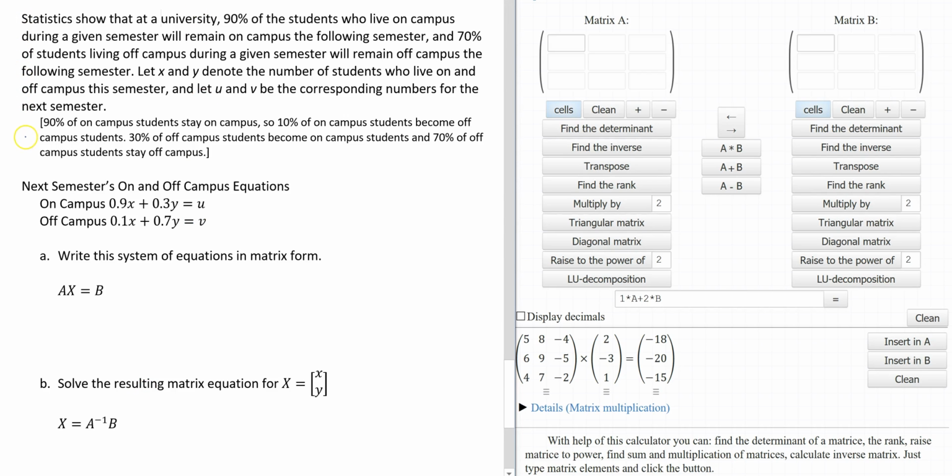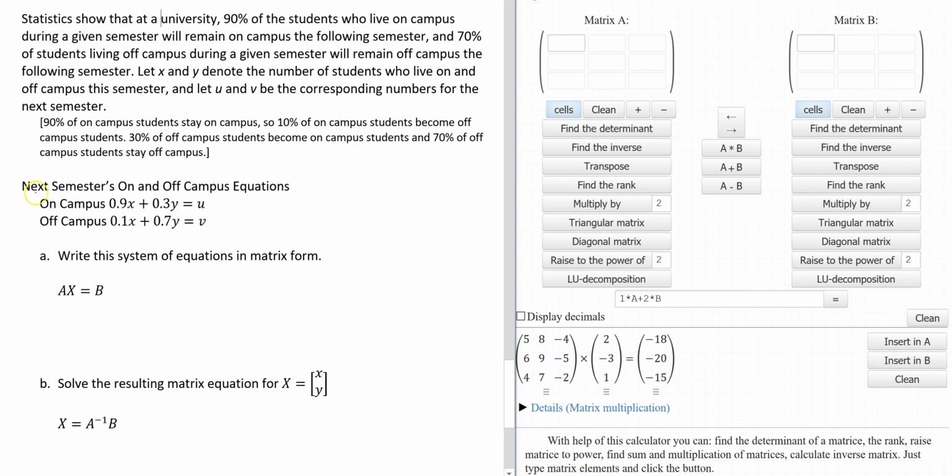Okay, so a little bit of information that's helpful here is that 90% of on-campus students stay on campus the next semester. That means 10% of on-campus students right now become off-campus students the next semester. And 30% of off-campus students will become on-campus students the next semester, while 70% of the off-campus students stay off campus. So I needed to figure that out before I could actually write my equations.